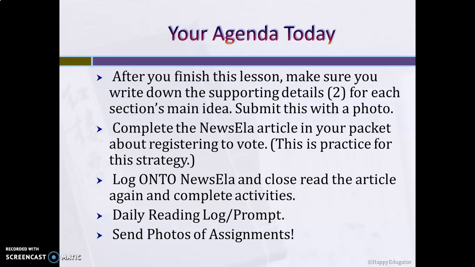We're going to be shifting into reading a fiction book next week, so make sure that you have all of your nonfiction work on main idea and connecting main ideas done today.